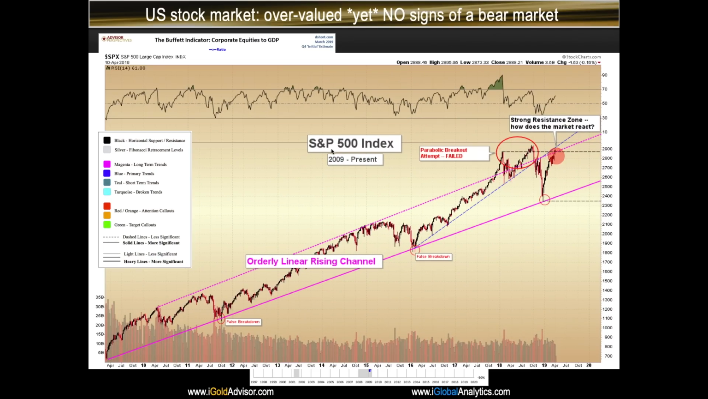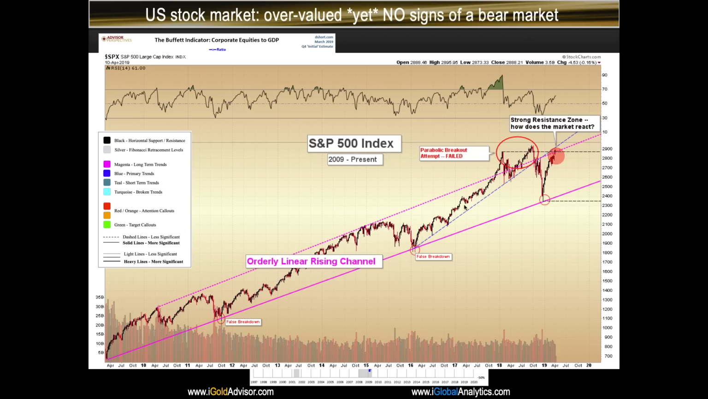So we look at this. This is the S&P 500 in the U.S. from the bottom in the crash of 2009. And just look at how clear the advance in the stock market has been. Notice this magenta color, these long-term trend lines here, the solid one being more important, the upper one being less important, because you have to see a break of the lower trend line in order to start a new bear market. And we've seen 1, 2, 3 really nice hits, a couple false breakdowns.